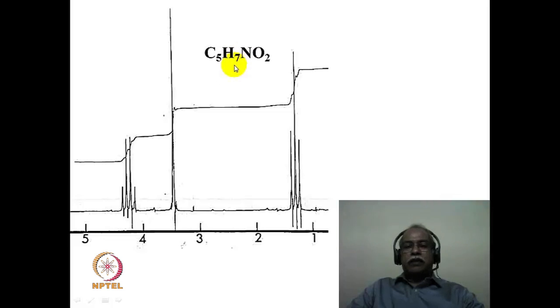That means the degree of unsaturation of this particular molecule is 3. Now look at this pattern, essentially the same as the previous pattern that you saw, except that you have an integration difference here. Now what is this integration?